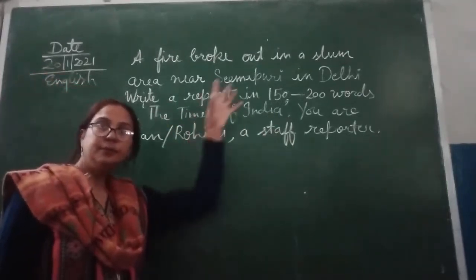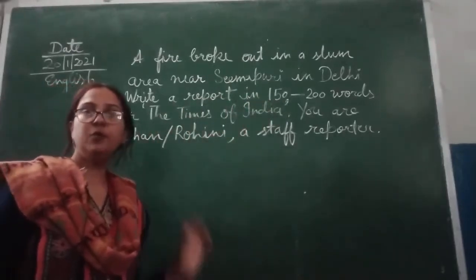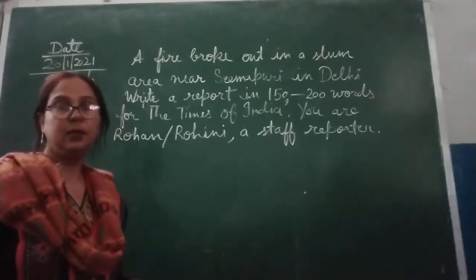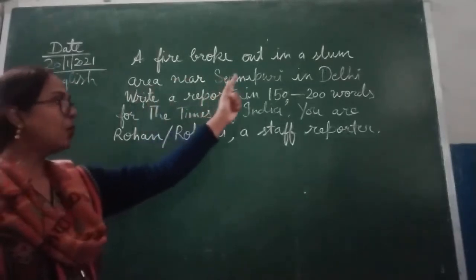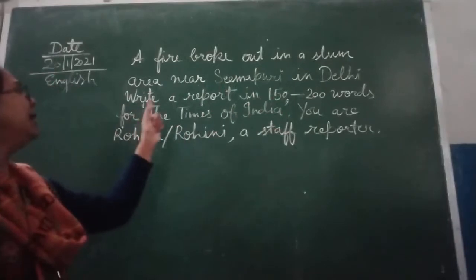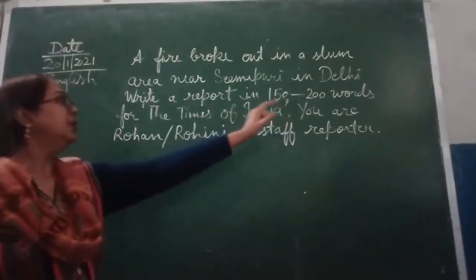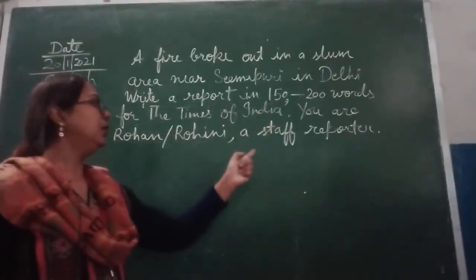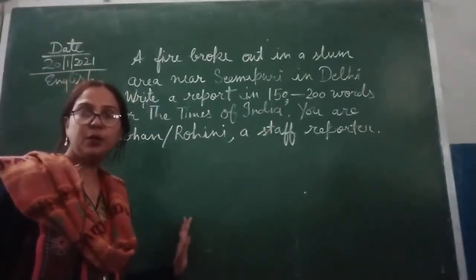Now you just take this incident and you have to create one report on the basis of that. So children, first of all, write down the question. A fire broke out in a slum area near Simapuri in Delhi. Write a report in 150 to 200 words for the Times of India. You are Rohan or Rohini, a staff reporter. So you will write a report.